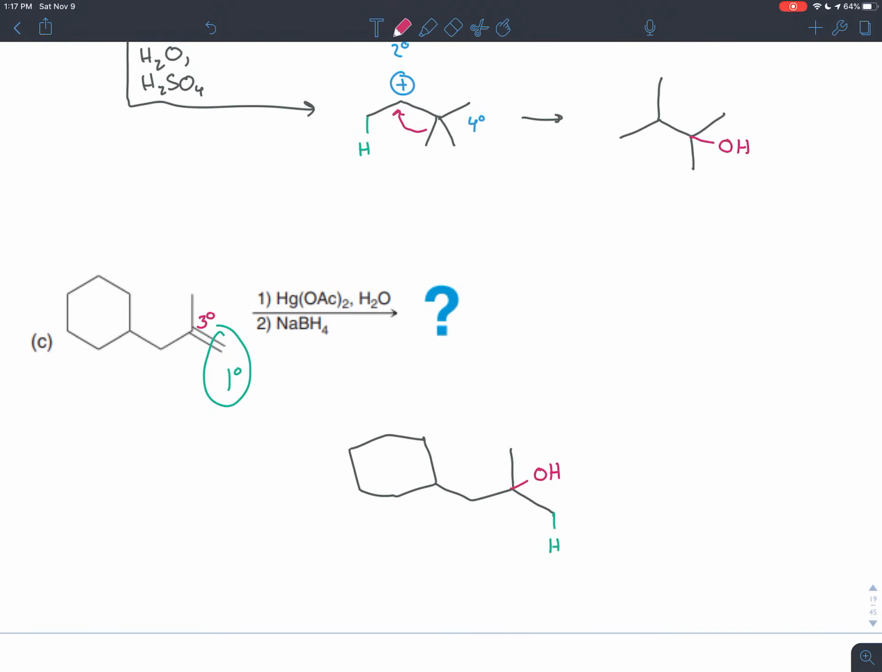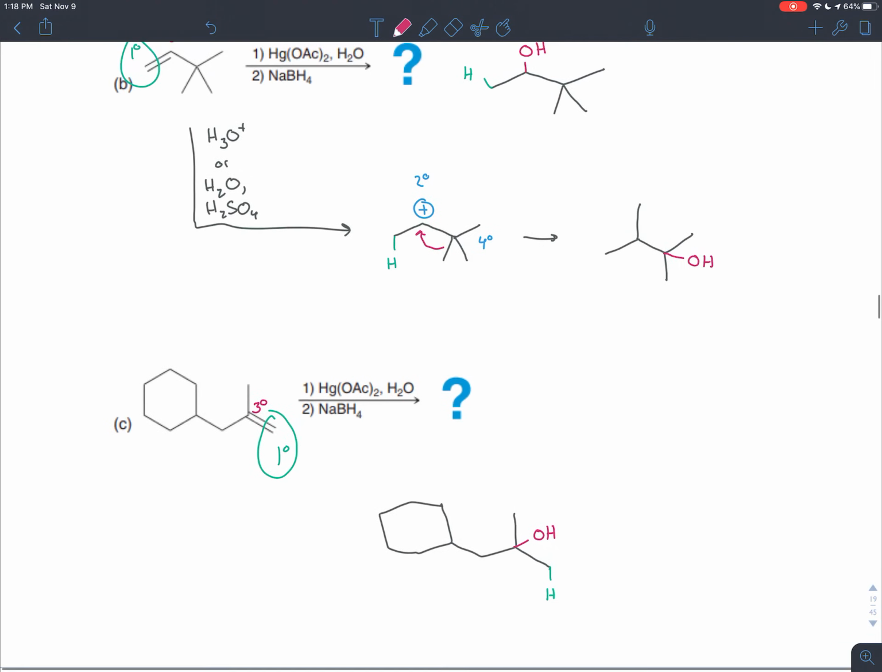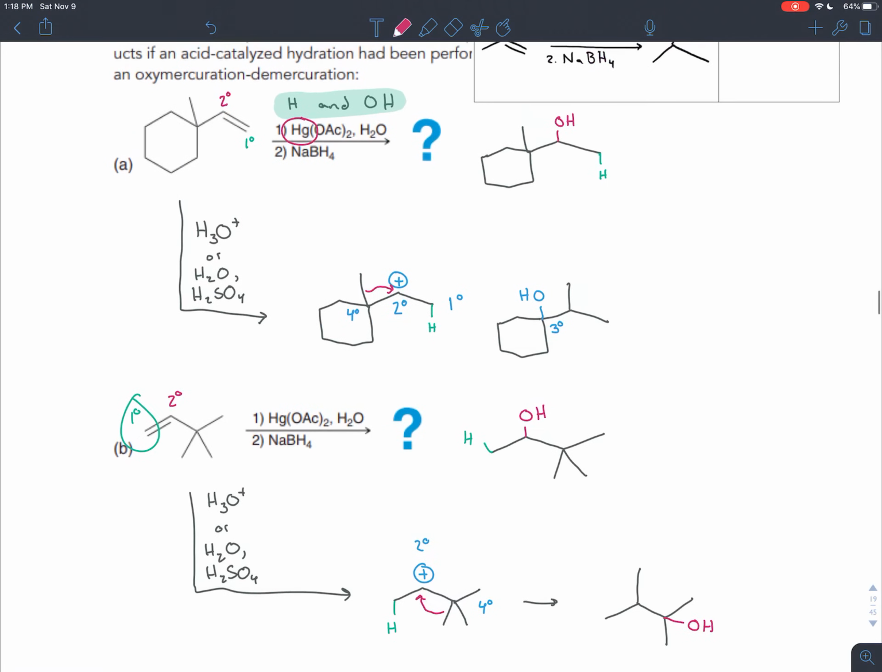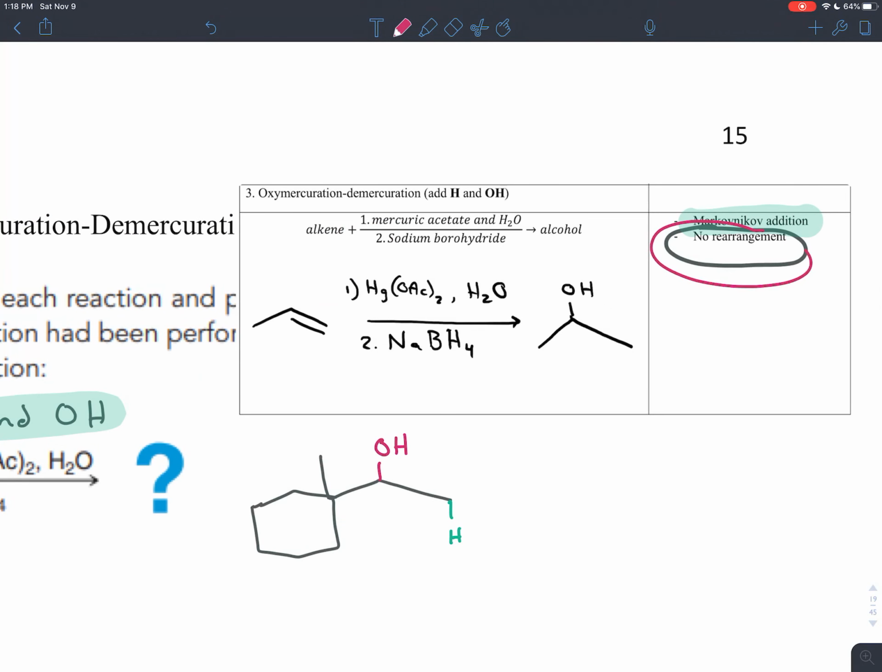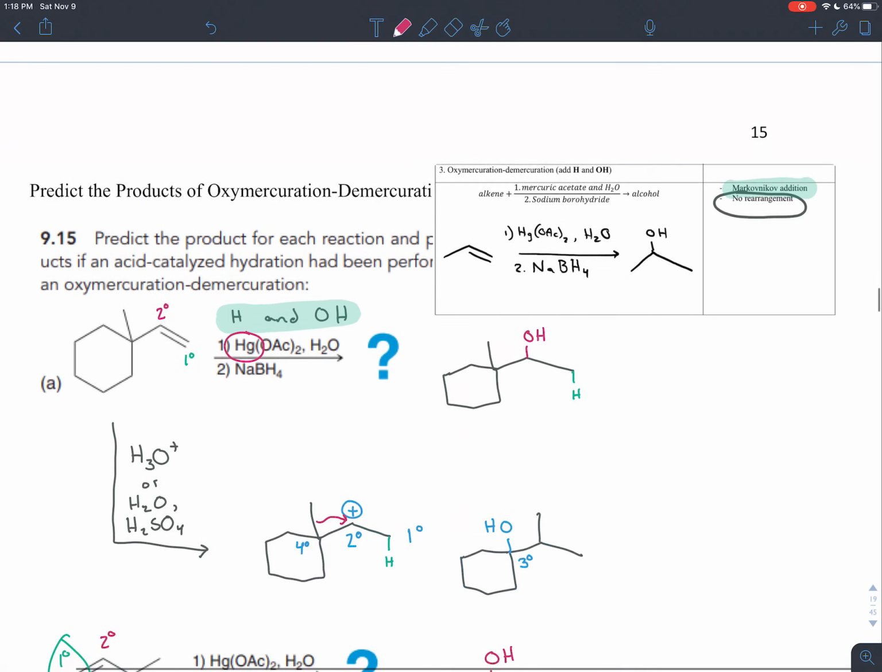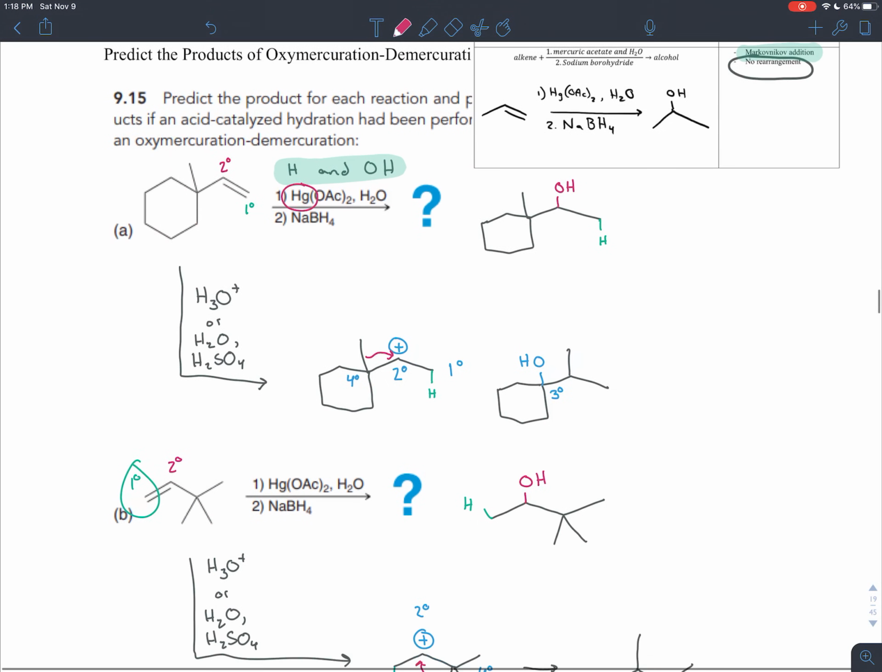oxymercuration-demercuration. So oxymercuration-demercuration adds an H and an OH like acid-catalyzed hydration. But the big difference is that you do not get rearrangement with oxymercuration-demercuration. So hopefully that helps you to think a little bit through how to predict the products of these oxymercuration-demercuration reactions.